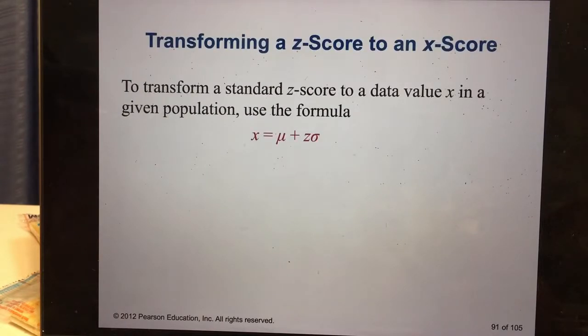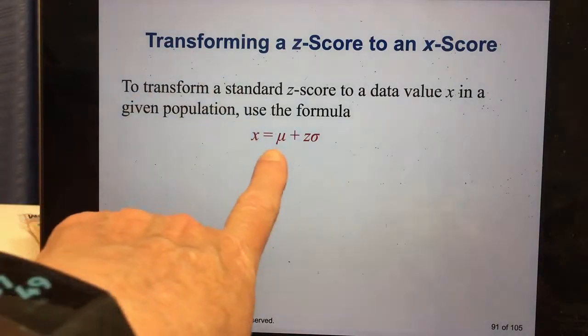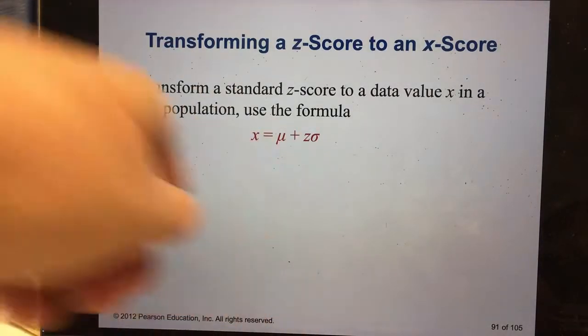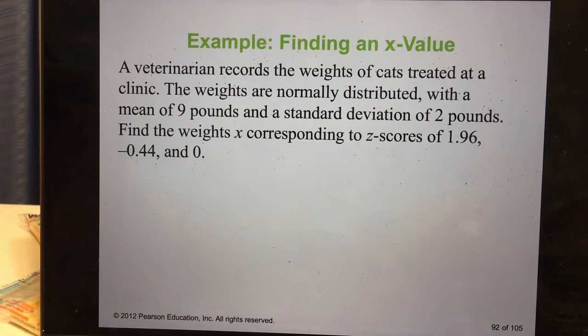Okay, so when we have a z-score and we're trying to go backwards to an x-score, I already showed you how we got this formula. Once we get that z-score, then we can go to the x-score. A veterinarian records the weights of cats treated at a clinic. The weights are normally distributed with a mean of 9 pounds and a standard deviation of 2 pounds. Find the weights x corresponding to z-scores of 1.96, negative 0.44, and 0.